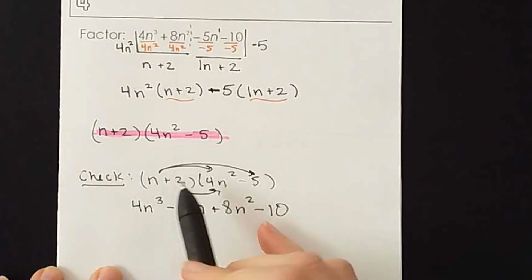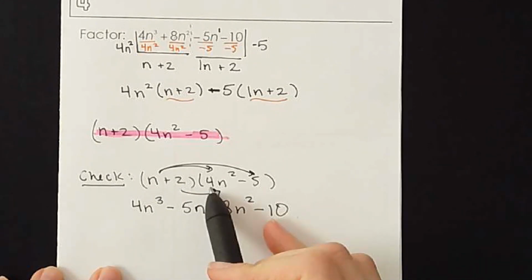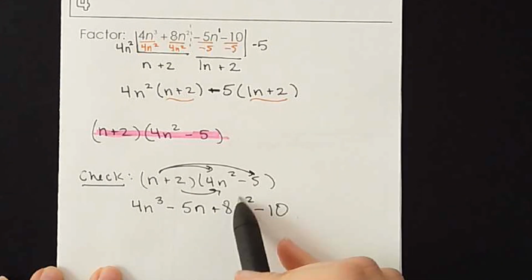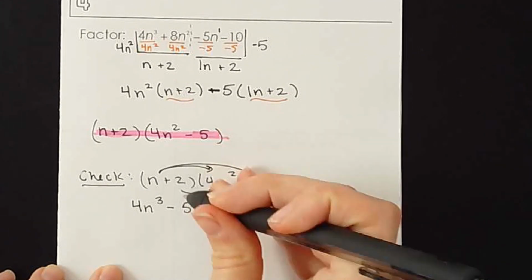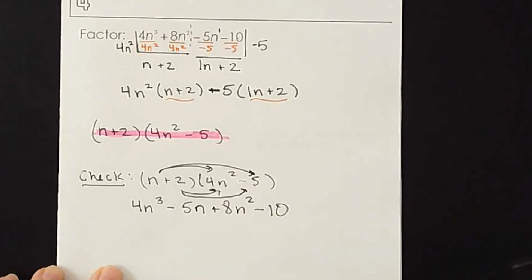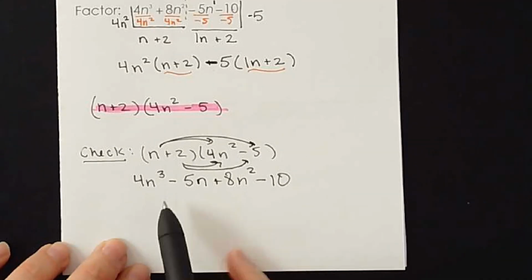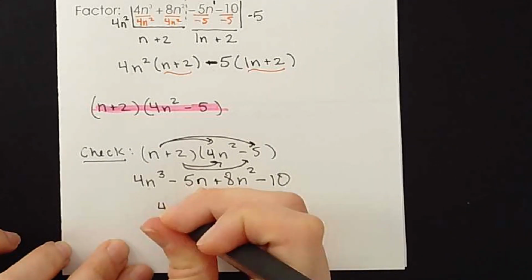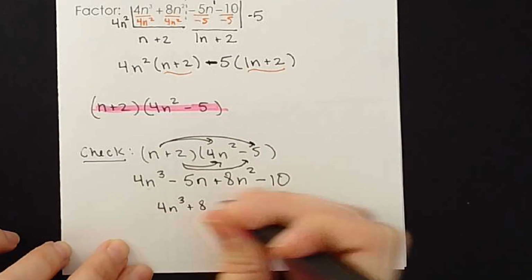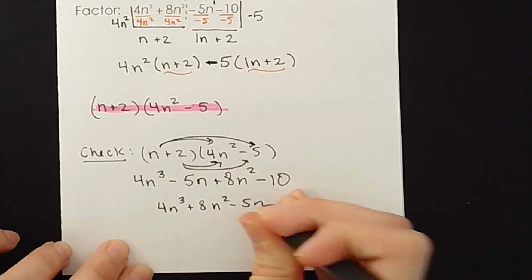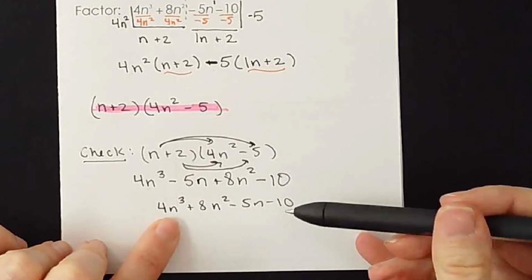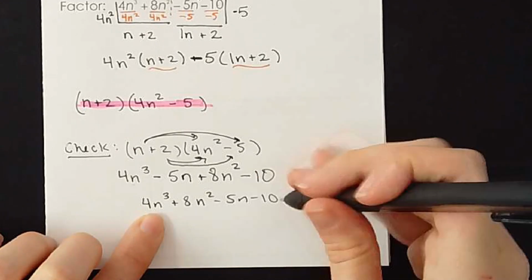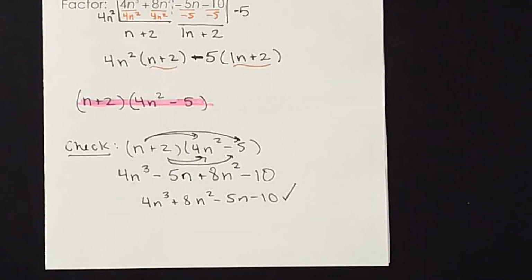Sorry, guys. So I distributed 2 to 4n squared, and I got 8n squared. I distribute 2 to negative 5, and I get negative 10. Okay, so I finished distributing. I don't have any like terms, so if I put my answer in standard form, yeah, this totally checks out. This is the polynomial I started with. So check, my answer's right.